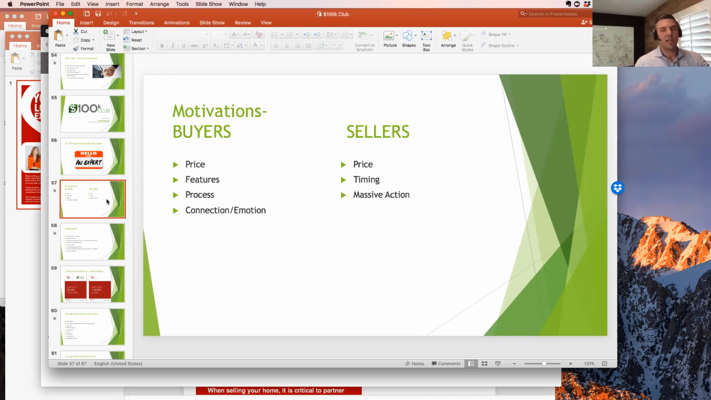For sellers, generally it comes down to pricing. They want to get the most money possible, timing, how quickly can you do it, and they love to see massive action. So I'm going to give some suggestions around massive action today that I think are things you can do immediately in that listing appointment to show that you're willing to get to work and take massive action on their behalf. Now, these are not always the only motivations. We have to get deeper into what is the emotional connection to the move. And again, that's asking a lot of great questions. I'll go deeper on that as we model the listing presentation over the next couple weeks.